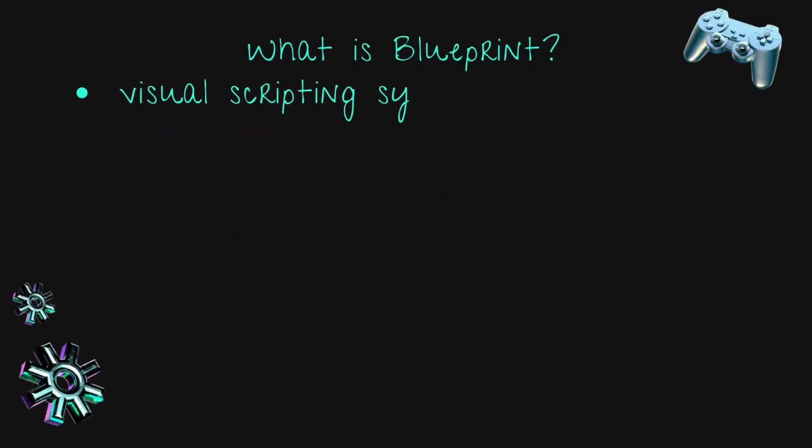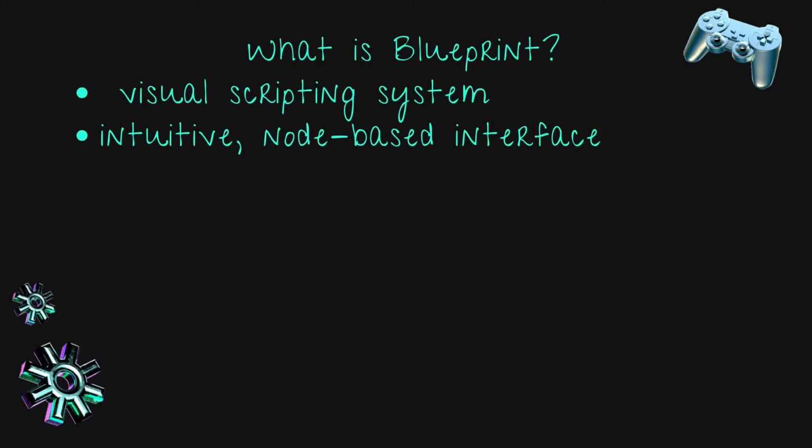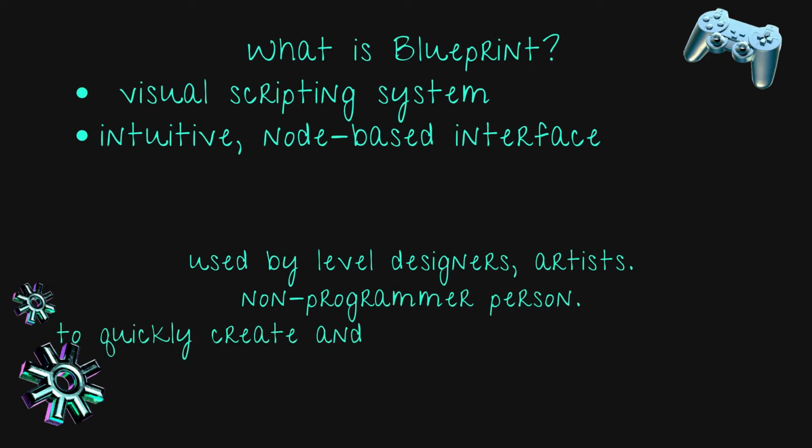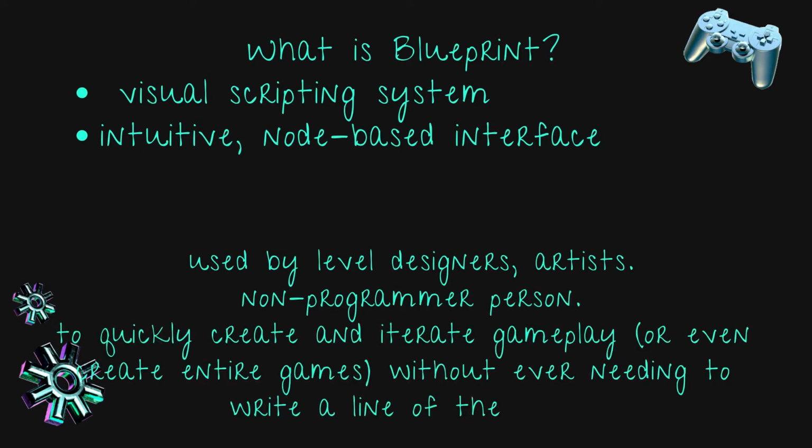Now, what is Blueprint? Blueprint is a high-level, visual scripting system that provides an intuitive, node-based interface that can be used to create any type of script events in the Unreal Editor. The tools that are provided can be used by level designers, artists, and any non-programmer to quickly create and iterate gameplay or even create entire games without ever needing to write a line of code.